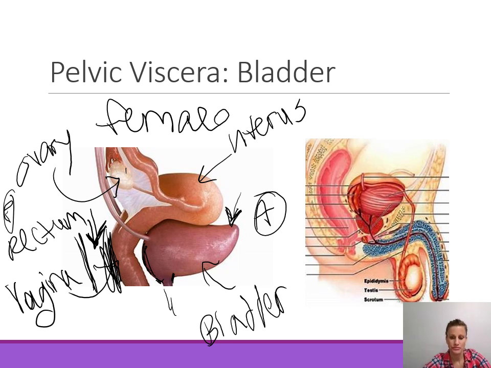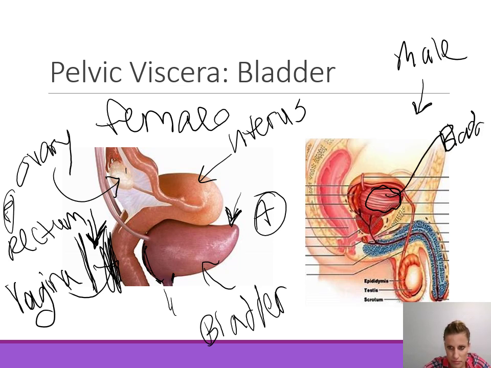Over here, in the male, you can see this is the urinary bladder. And directly posterior to the urinary bladder in males is the rectum. So this is the rectum. Inferior to the urinary bladder in males is the prostate. So this right here is the prostate, which we'll talk about later in this lecture.